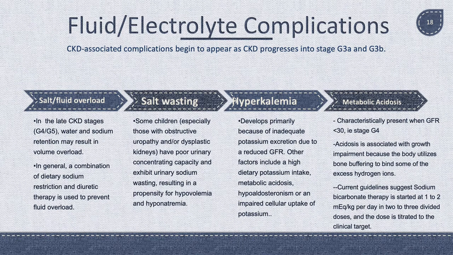of cellular potassium. Metabolic acidosis is characteristically present when the GFR is less than 30 or from stage 4 onwards. Acidosis is associated with growth impairment because the body utilizes the bone buffering system to bind some of the excess hydrogen ions. Current guidelines suggest sodium bicarbonate therapy is started at 1 to 2 milliequivalents per kg per day in 2 or 3 divided doses, and the dose then be titrated to the clinical target.